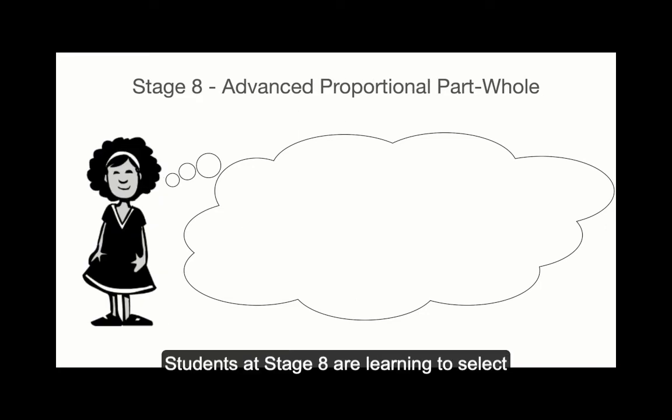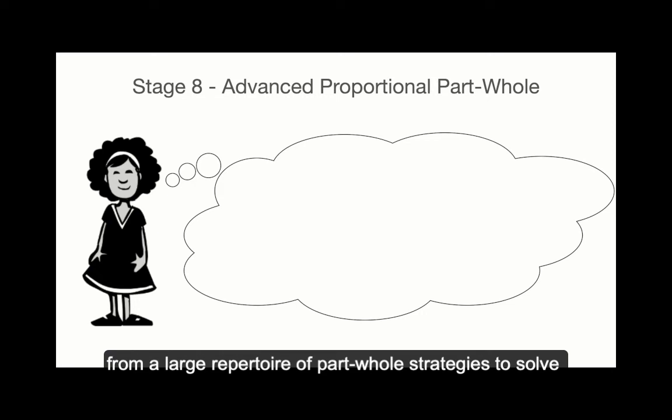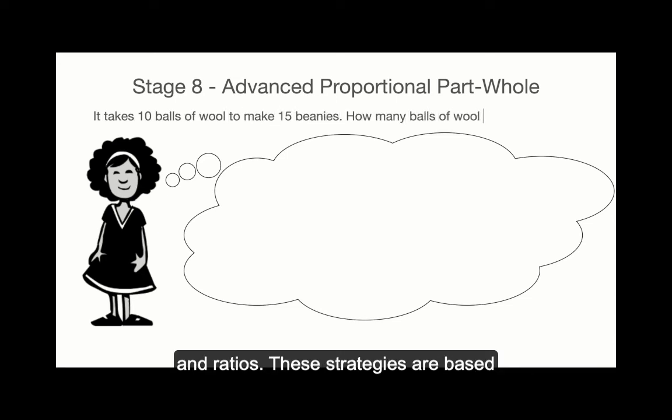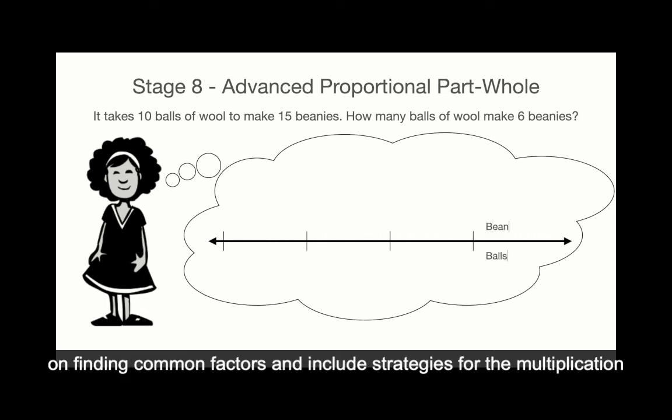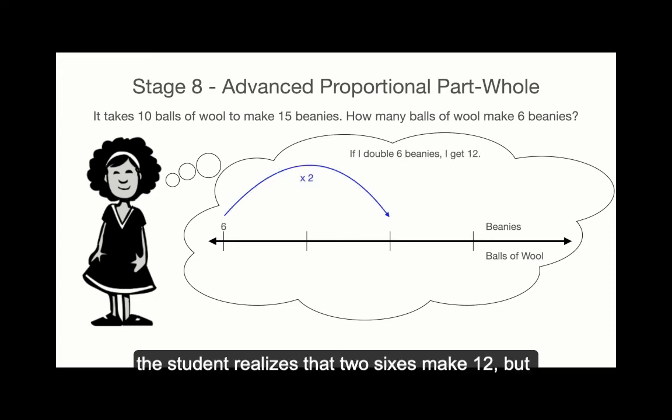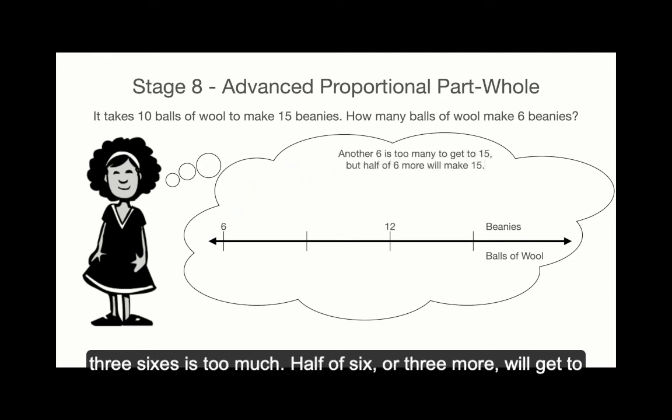Students at stage 8 are learning to select from a large repertoire of part-whole strategies to solve and estimate the answers to problems involving fractions, proportions, and ratios. These strategies are based on finding common factors and include strategies for the multiplication of decimals and the calculation of percentages. In this example, the student realizes that 2 6s make 12, but 3 6s is too much.